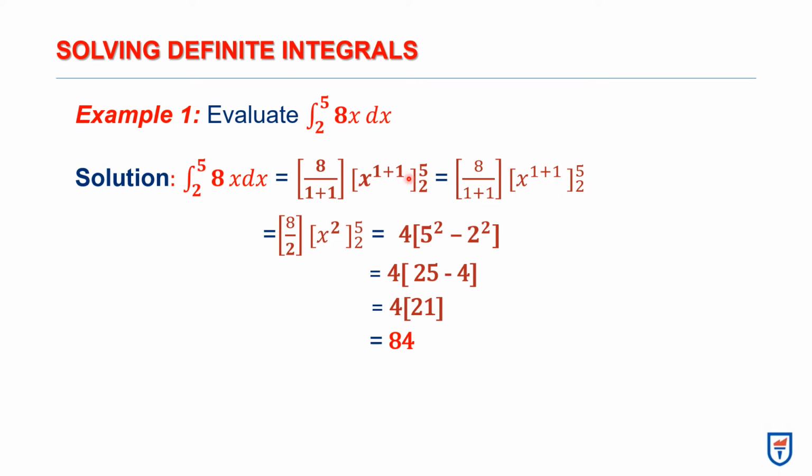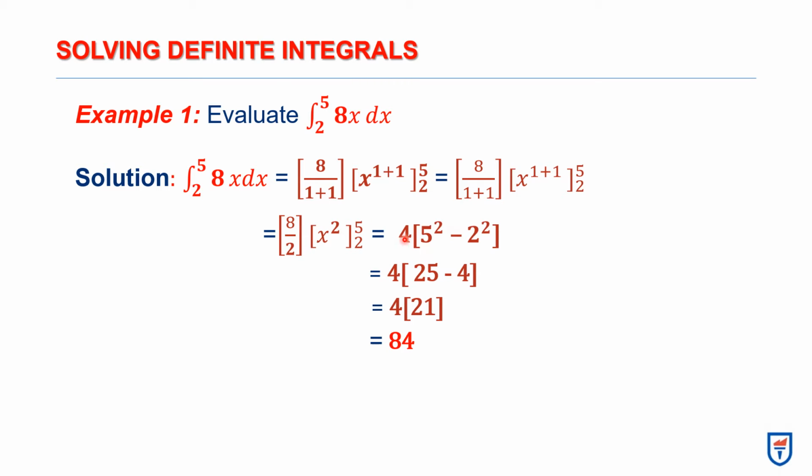So we add 1 to the power. Then when we add 1, we're going to get 2, and then we divide by the new power of our variable x. So we end up having 8 divided by 2, x to the power 2 as our result. And now, in place of x, we substitute our upper limit. And when we substitute, we subtract the substitution of the lower limit.